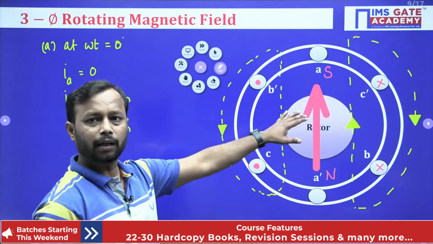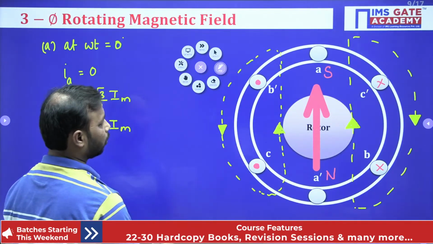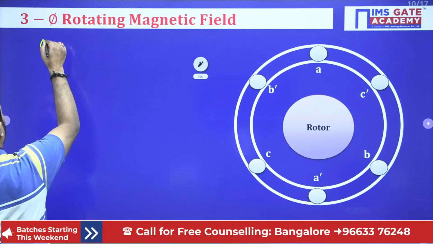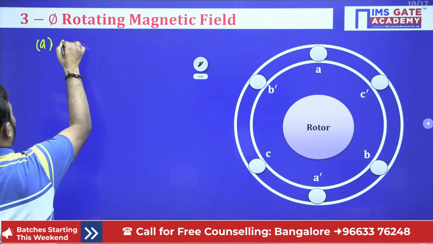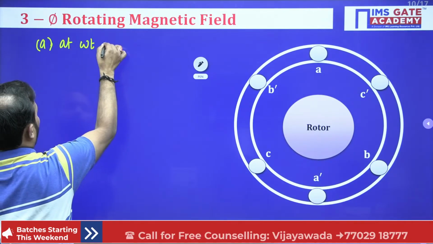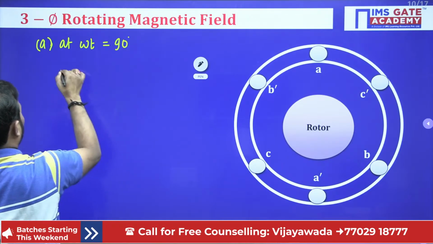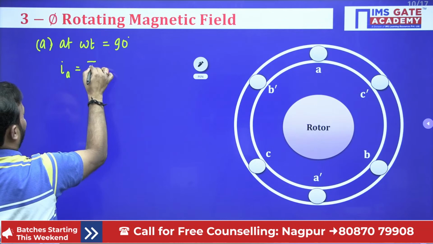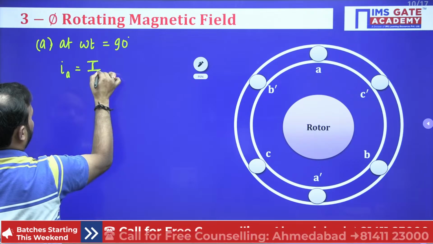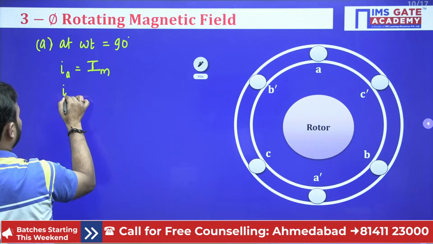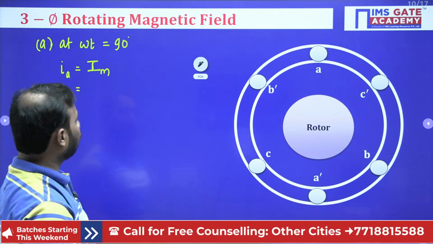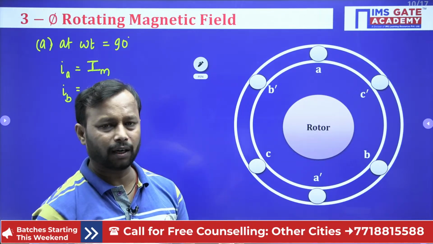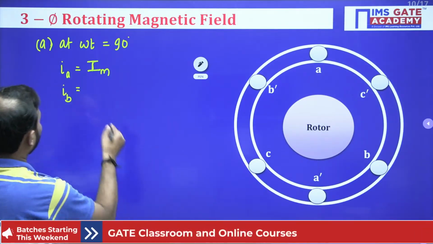Okay, so this is the resultant direction. Let us take one more instant here at omega t equal to 90 degrees. What is Ia? It will be plus Im. What about Ib? Sin(omega t minus 120), so 90 minus 120 is what? Minus 30. Sin of minus 30 is what? Minus Im by 2.